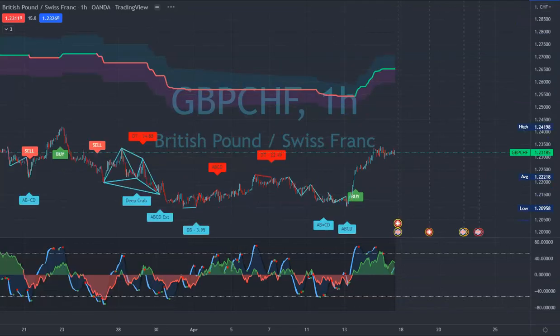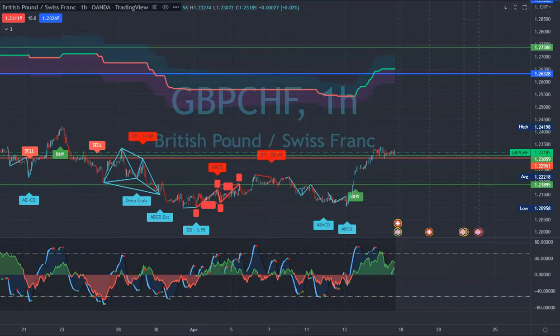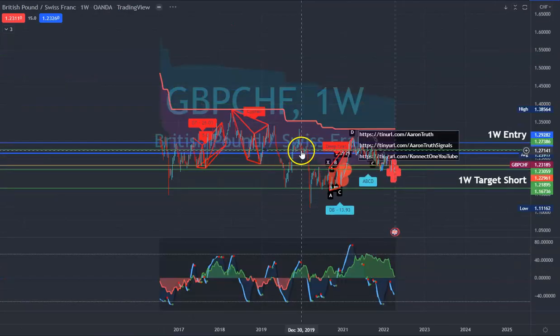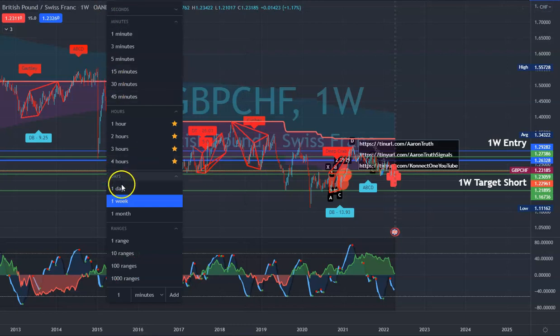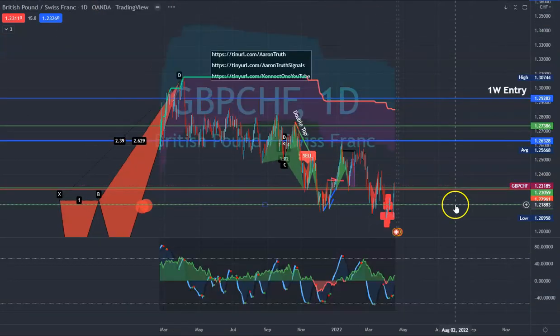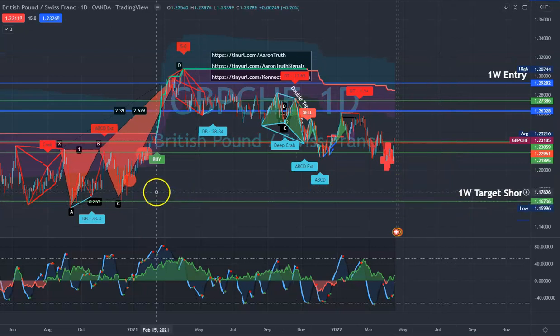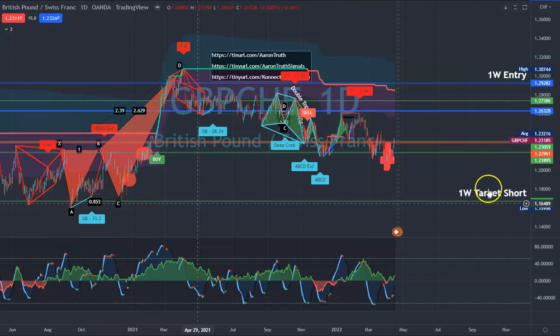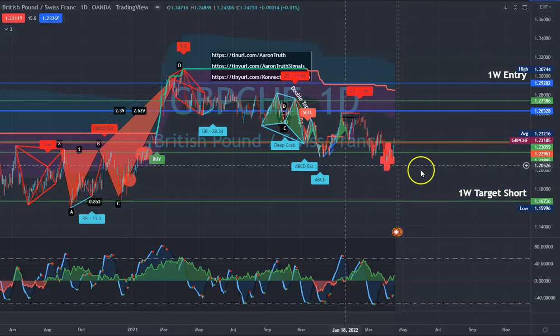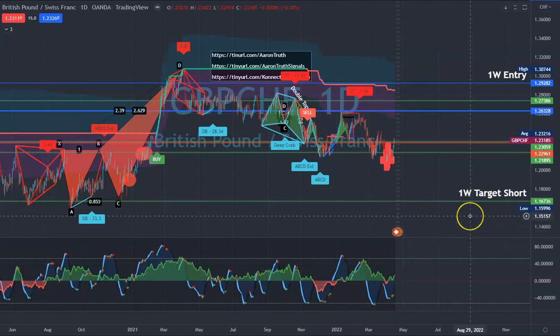GBP CHF, same situation. Let's look at the weekly and see what we see. Nothing special. Oh, here, I forgot about this, this daily. So this should continue to head down at that lower target of 1.16736. Check the chart. Yeah, it is on the chart.